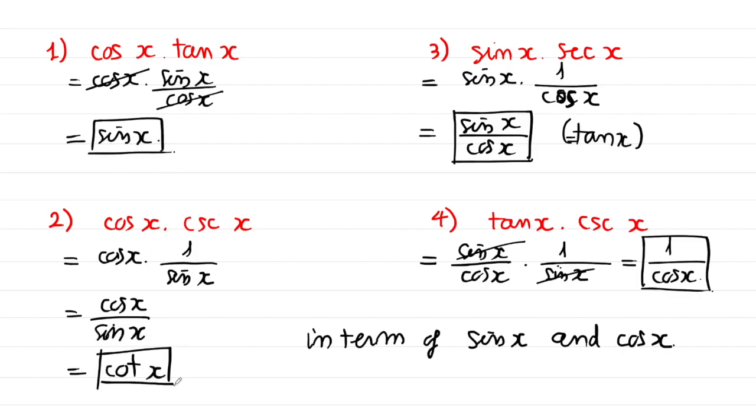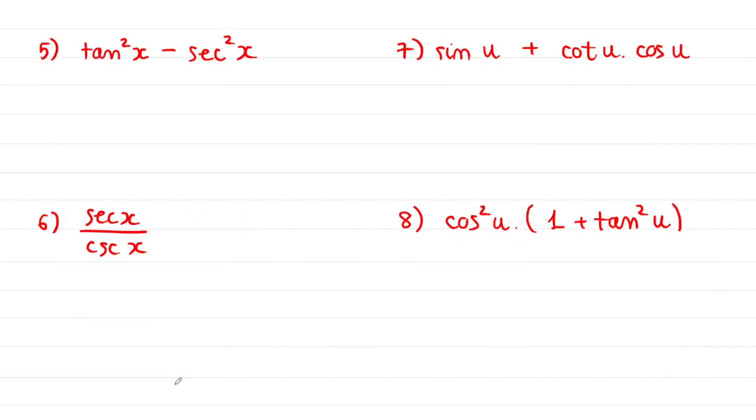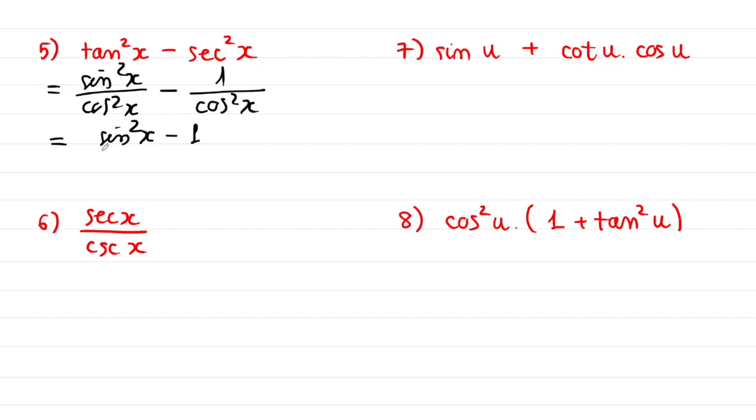Okay, move to another question. Question 5, tan square x minus sine square x, sec square x. Tan square x means sine square x divided by cos square x, minus 1 over cos square x. So you have sine square x minus 1 over cos square x. Sine square x minus 1 is negative cos square x, and divided by cos square x, you will get negative 1 as the final answer.